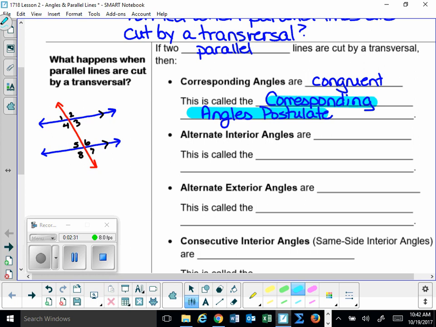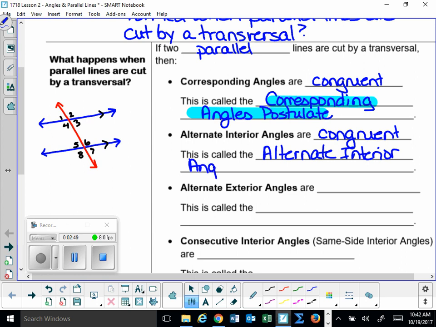If two parallel lines are cut by a transversal, then alternate interior angles are congruent. And this one is called the alternate interior angle theorem. So when you make this note card, you want to say, if two parallel lines are cut by a transversal, then alternate interior angles are congruent.